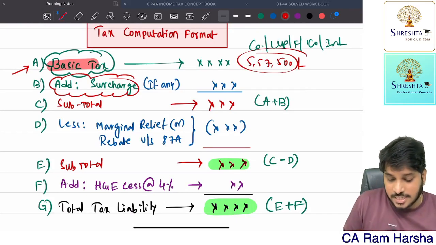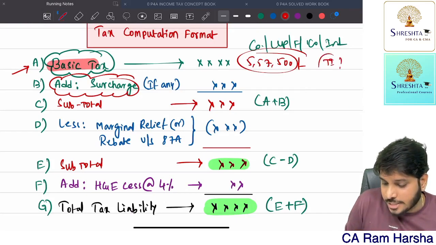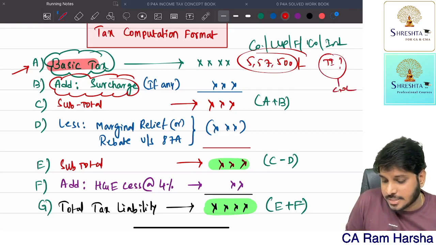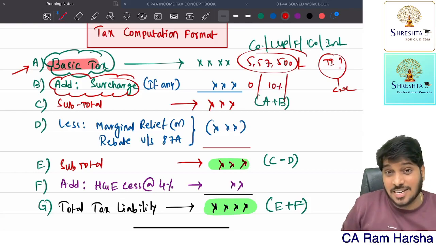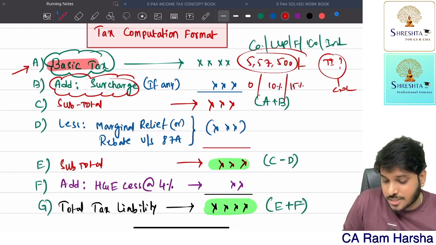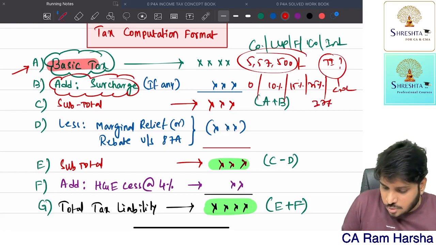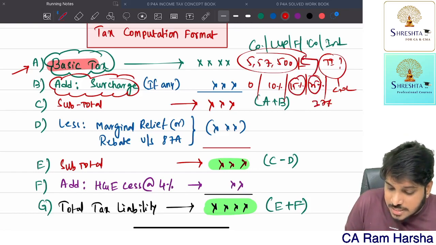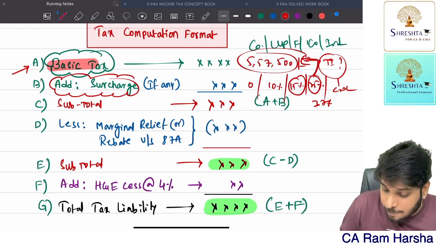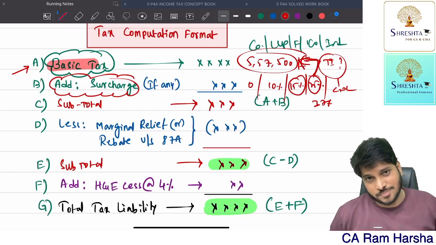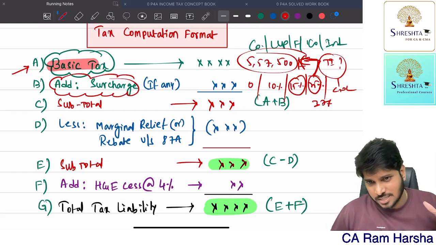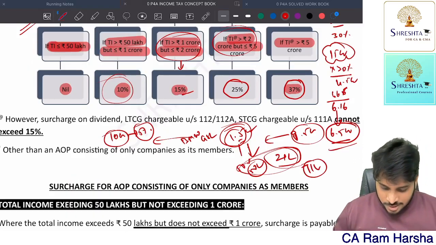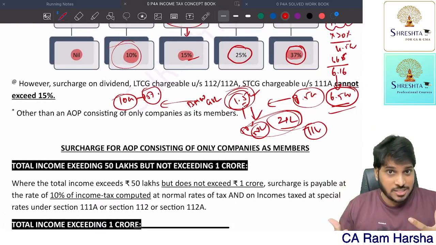Now what is this surcharge? It depends upon total income. If total income is less than 50 lakhs, 0. If total income is 50 lakhs to 1 crore, 10%. If total income is 1 crore to 2 crore, 15%, then 25%, 37%. These are the limits. Whatever percent is applied, that percentage we apply on the basic tax. I hope you are able to understand. So that is how surcharge is calculated.